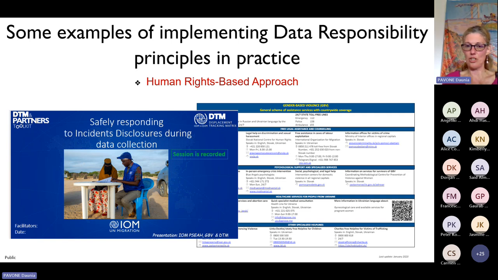I have a suggestion, but I want to hear more from you, please. How do we implement a human rights-based approach in practice in our data activities? My suggestion is something we worked really hard in IOM to do.